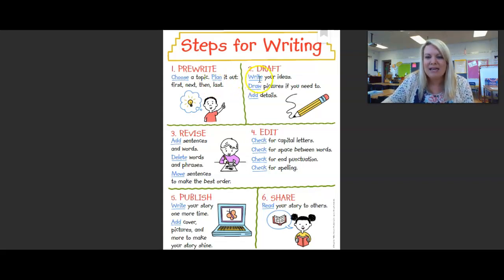You draft your ideas. That means you write them down. You draw pictures if you need to, and you add details. We've been doing that a lot with our books. Now we're to the 3 and 4 parts. We're going to revise and edit. Revise means we can add sentences or words, delete words or phrases, or move sentences around to make the best order and to make it make sense. When we edit, we can check for capital letters, we look for spaces between words, our end punctuation, and we can also edit for spelling, making sure that we're spelling the words that we know correctly.